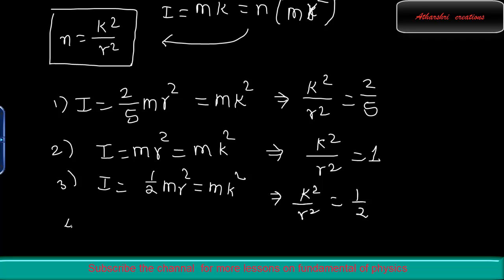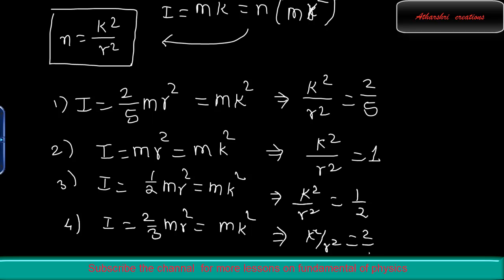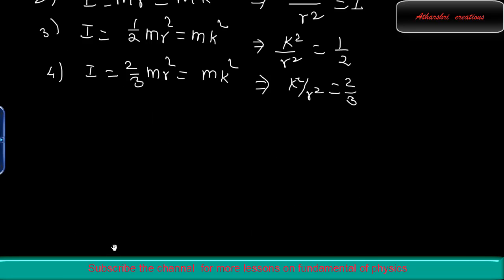For a thin walled hollow sphere, this I equal to 2 by 3 mr square, which is equal to m into k square. From this equation we get k square divided by r square equal to 2 by 3. These are some important points you have to remember during the numerical calculation. Now next and last point.